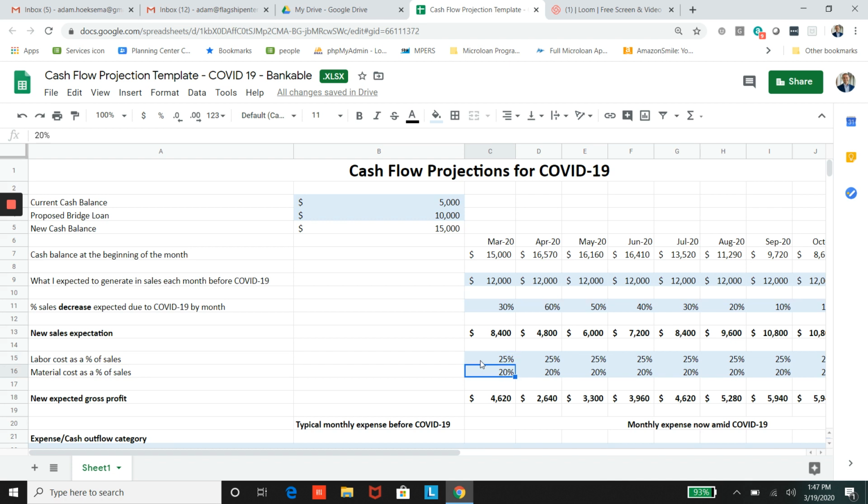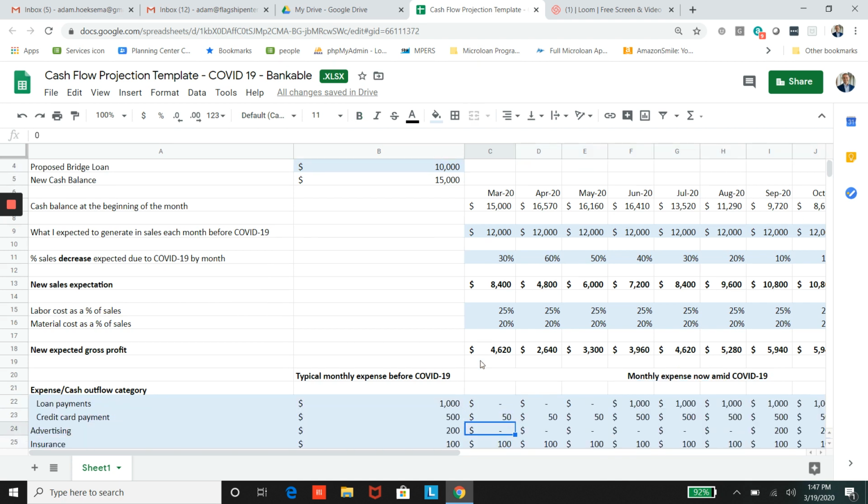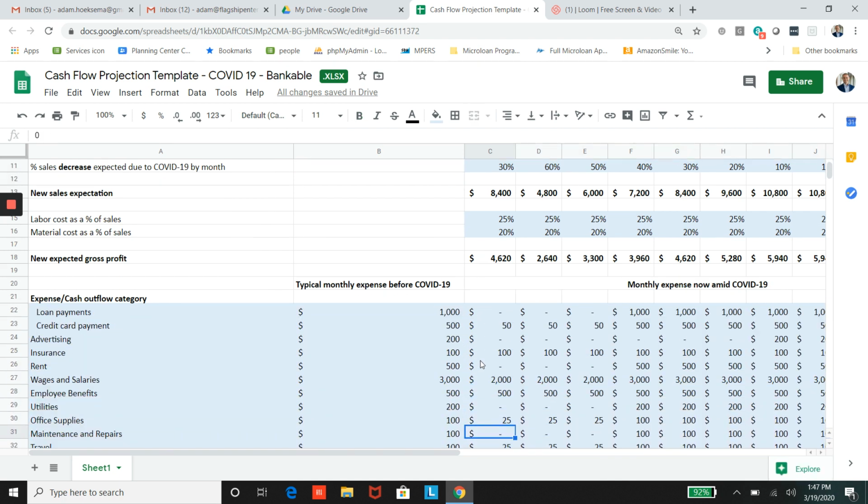And now maybe you have material cost as well involved in what you're selling, and you can put that in here too. So maybe you sell a food item and that costs you 20 cents for every dollar worth of sales. So this says material cost. It could be food cost as well. And that's going to give you your new expected gross profit for each month.